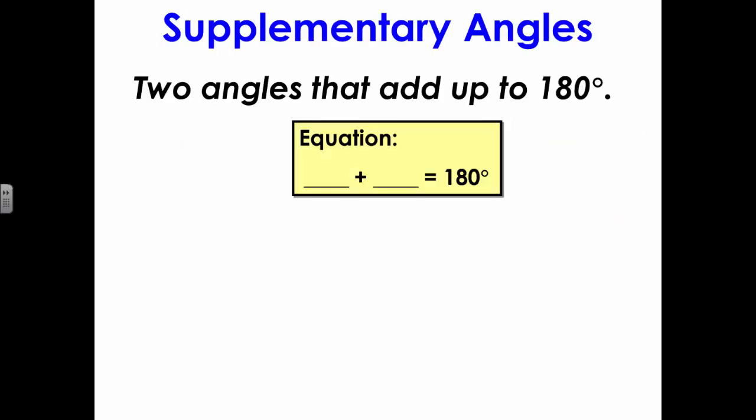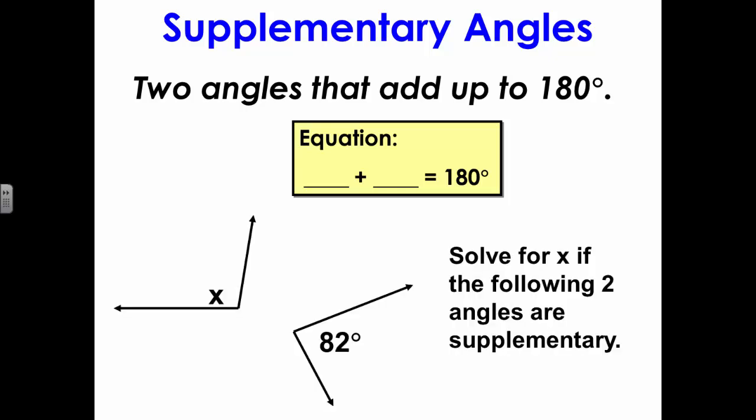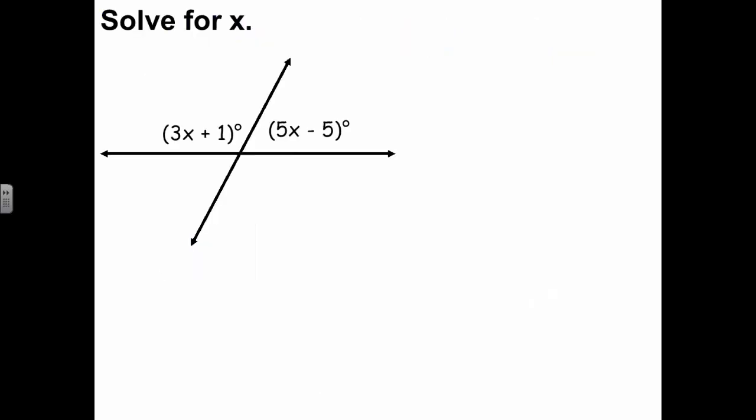Supplementary angles are 2 angles that add up to 180 degrees. They do not have to be side by side, sharing a common vertex, although they might. Here's one example where the 2 angles are supplementary, but they do not share a common vertex. Here's an example where the 2 angles are also a linear pair, but these are also called supplementary.